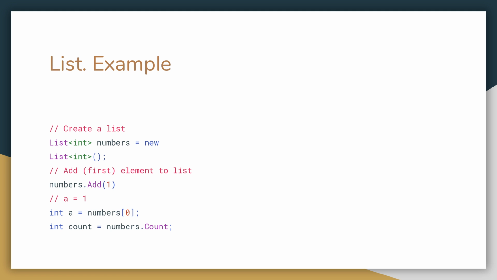So other examples of list methods would be you can remove an element by value, you can remove an element by index, and it's a really, really nice thing.